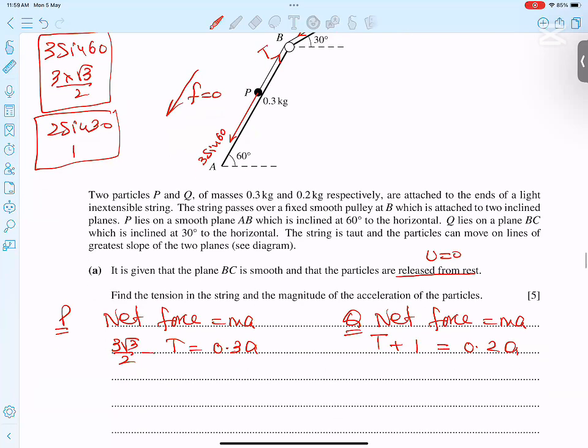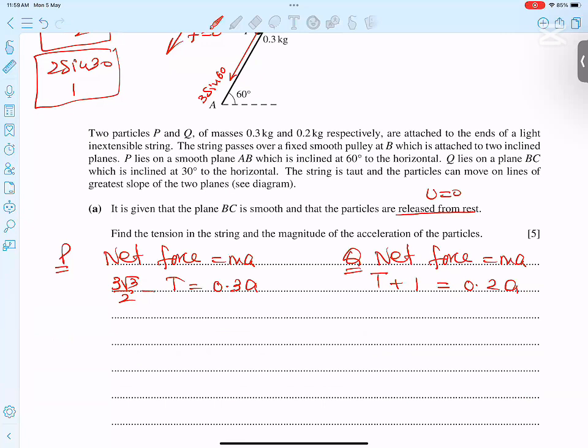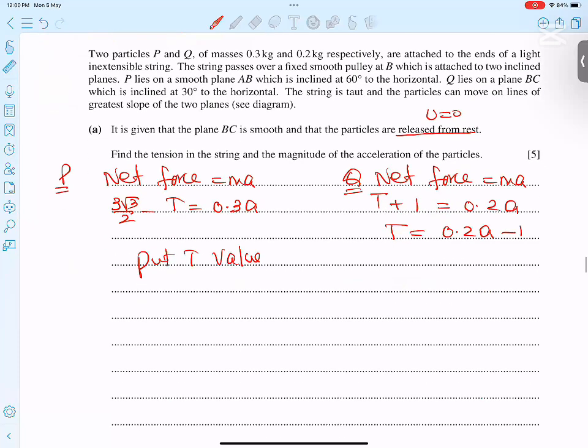Okay, this is okay. Now I'm going to solve them simultaneously. I can bring this one to the other end, so tension becomes 0.2 times 2A minus 1. This value I'm going to copy here, so put the T value. When I keep the T value, 3 root 3 over 2 minus 0.2A, and this negative into negative is positive 1, it will go to the other end. I will get 0.5A.